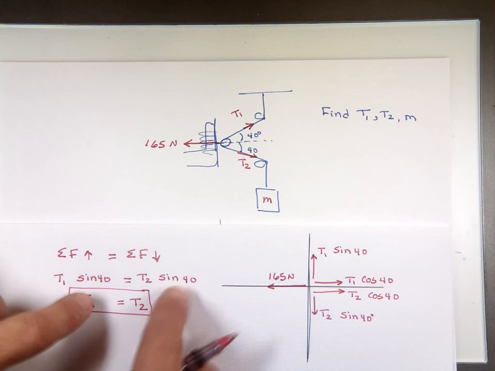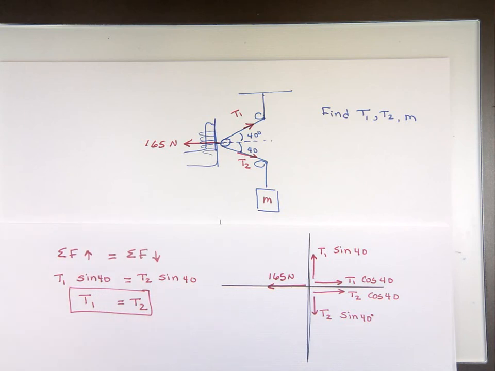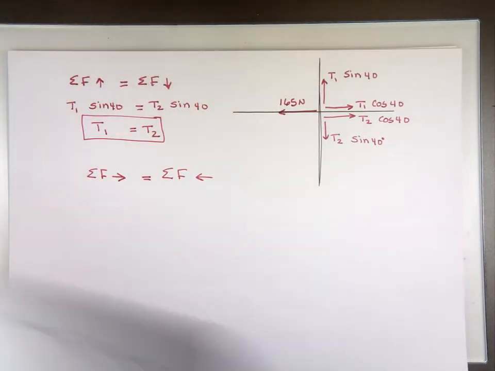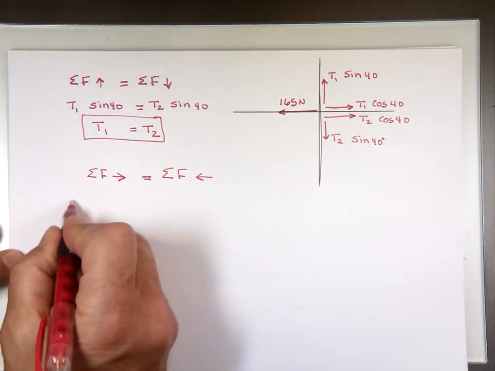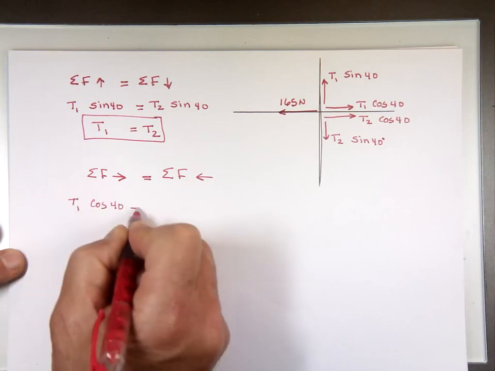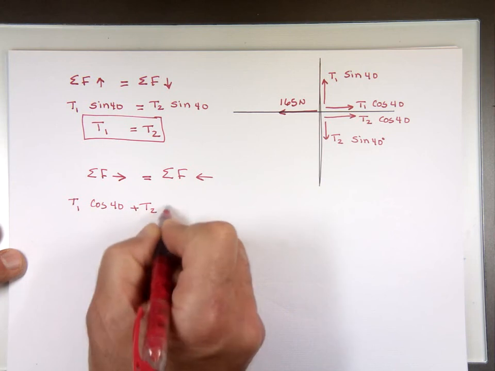Again, the foot wasn't moving in the x direction. If it's not moving, it says if you take all the forces pointing to the right, add them all, they should equal all the forces pointing to the left. What do we have pointing to the right? We have T1 cosine of 40 plus T2 cosine of 40 equals 165.